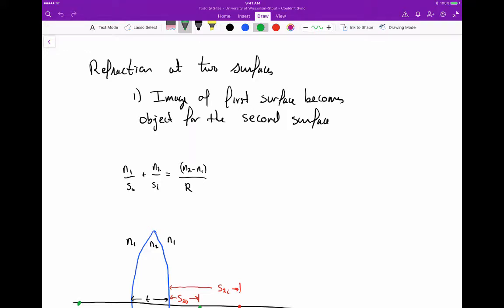To find where the image forms for a pair of refracting surfaces, in other words, for a lens, we're going to make use of the equation we found in the refraction at a single surface and just combine those for two things. So one thing to consider is that the image at the first surface is then going to be used as the object for the second surface. So we're going to go ahead and make use of this equation that we found.